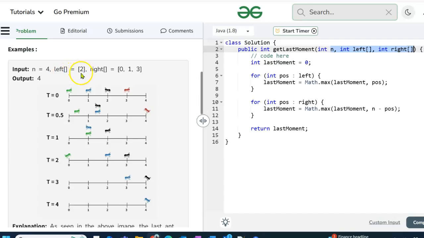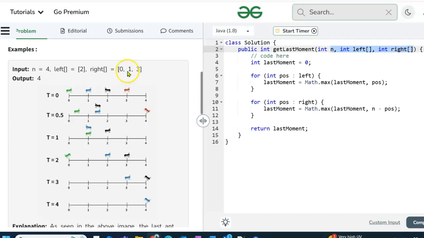Here's what we have in this example. We have one ant going left, and that ant is at position 2. Now, if there weren't any other ants in the way, for any ant moving left, whatever their position is, that is how long it's going to take them to fall off the plank. So in this case, this ant would fall off at time 2.